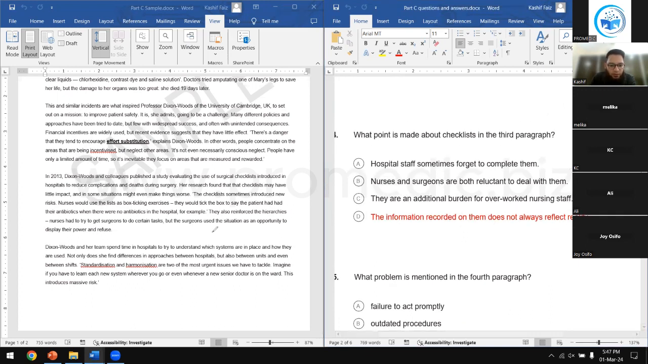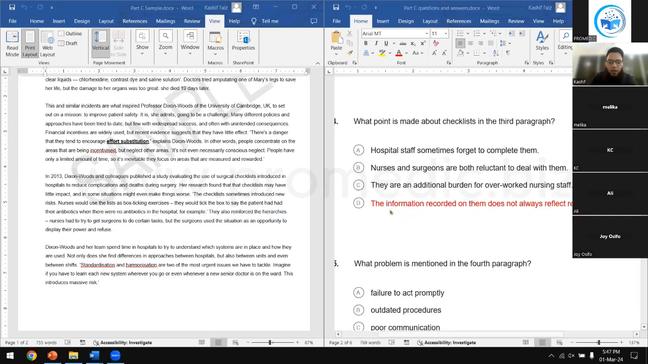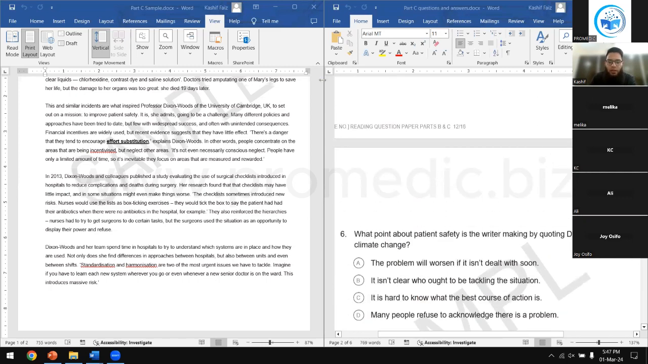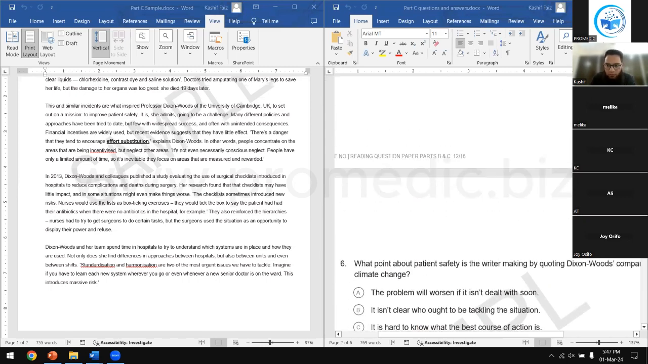Why? Because here it is said they also reinforce the hierarchy, sorry, they would tick the box to say that the patient had their antibiotics when there were no antibiotics in the hospital. So the information recorded on them does not always reflect reality. Absolutely correct. Okay, there are other questions as well, but again, as I said, we are running out of the time. So I will just end this practice session here.